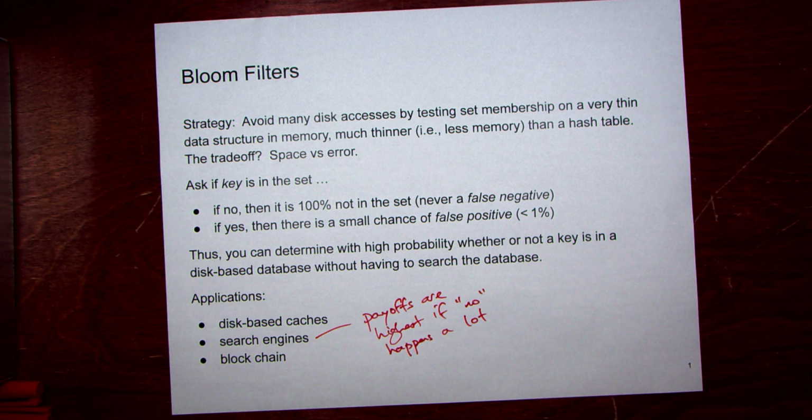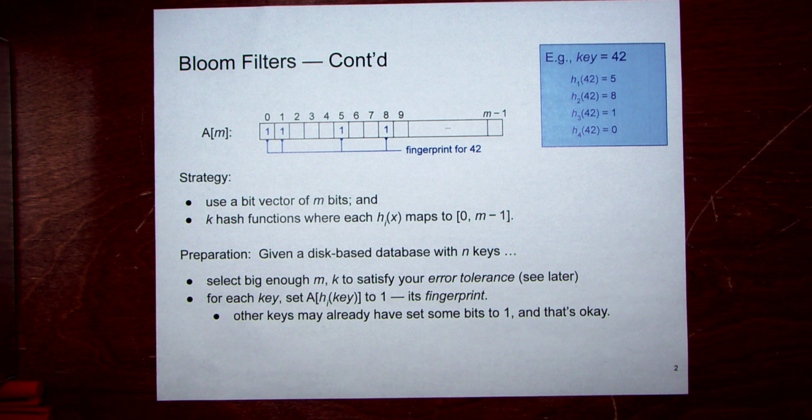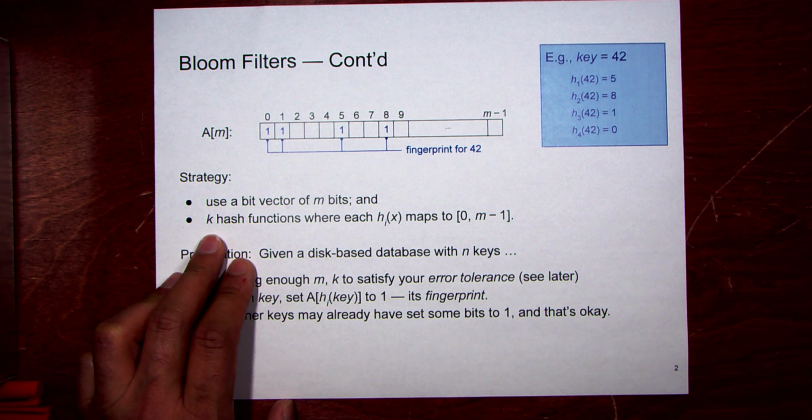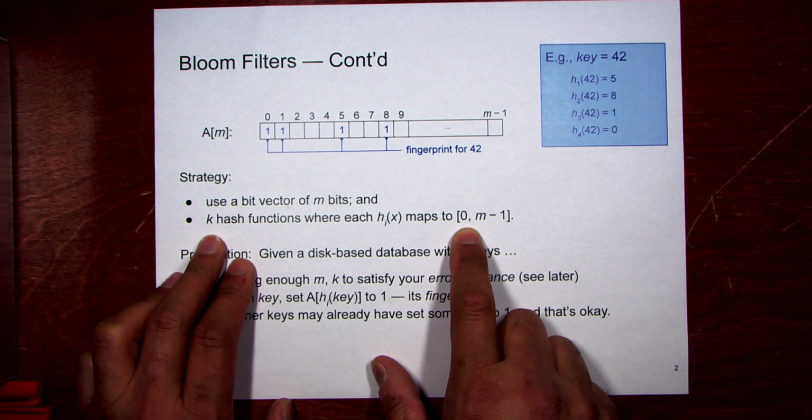Two pages of strategy. First thing, the data structure itself is just a bit vector. If you've never seen a bit vector before, it is an array of zeros and ones, that's it. So you just implement it as an array of m bits. And there are k hash functions, and each of them maps between 0 and m minus 1. So a 0-indexed bit vector and k hash functions that map to some of these bits in here.